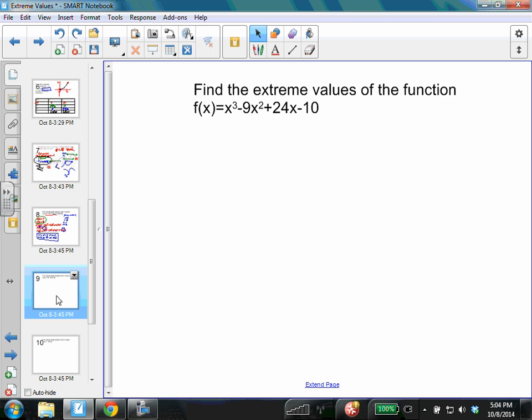All right, here's another one. This one says find the extreme values of the function f of x equals x cubed minus 9x squared plus 24x minus 10.